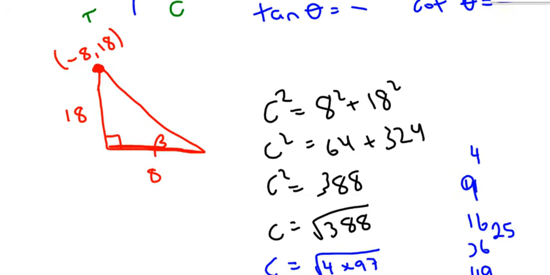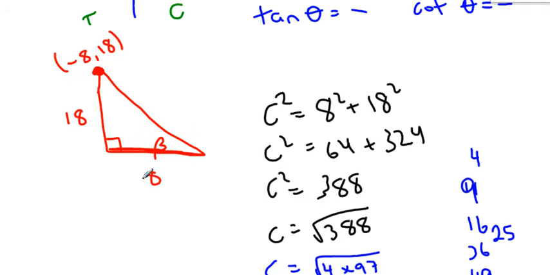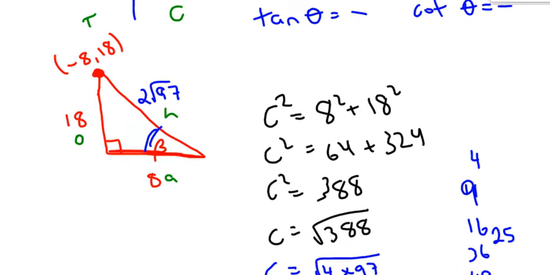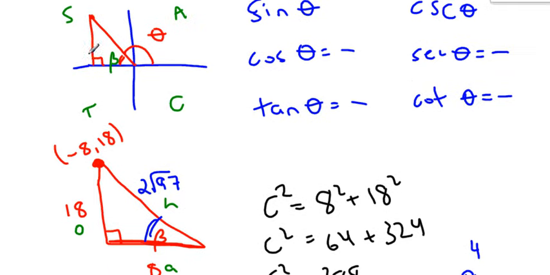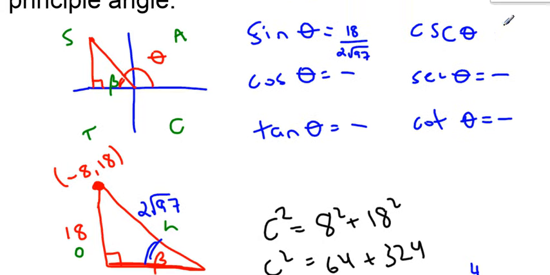So let's go back up here. Now I know that here's my triangle. This side was 8, this side was 18, and this side is 2 root 97. So now I have, for this angle, the hypotenuse length, the opposite length, and the adjacent length. And all I have to do is write my trig ratios. So sine, which I know is positive, is opposite over hypotenuse. And so cosecant is just flip it upside down.